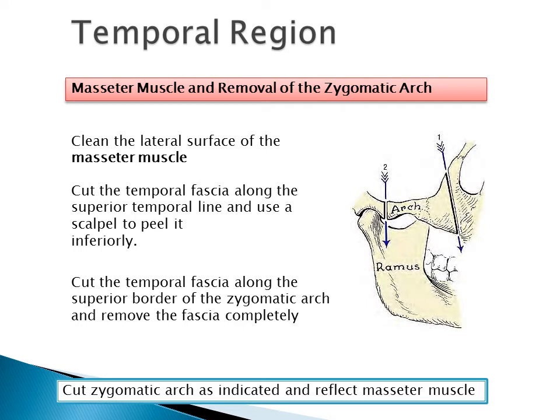Next, stick to the instructions in the dissector, and first clean the lateral surface of the masseter muscle. Then you're going to cut the temporal fascia along the superior temporal line and use a scalpel to peel it inferiorly. And you're going to cut the temporal fascia also here along the zygomatic arch and remove it completely. And then you're going to use a probe as a guide and perform cut 1 and cut 2, and then you should be able to reflect the masseter muscle.